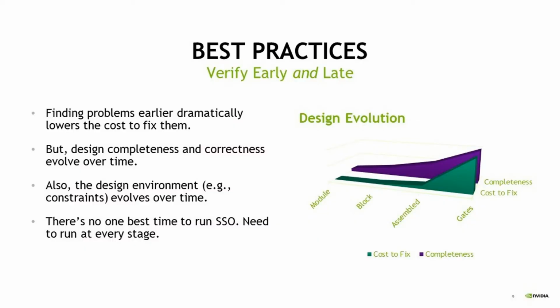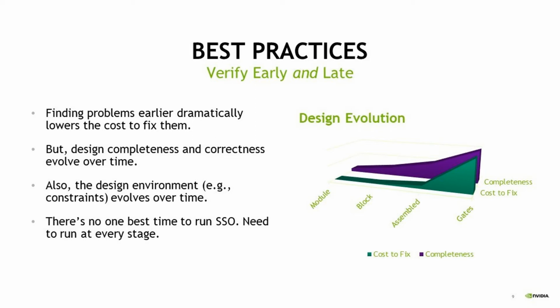Another question is, when should you run static sign-off? Should you run it at the beginning? Should you run it at the end? The graph on the right, I tried to illustrate that the completeness of the design is continually increasing over the design cycle, so that all of the RTL is there, all of the RTL is correct, your constraints become correct over time. So you get the most complete analysis by waiting, but on the other hand, there's an exponential increase in the cost to fix problems the longer you wait.